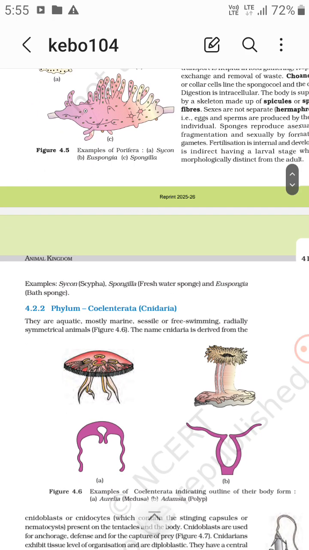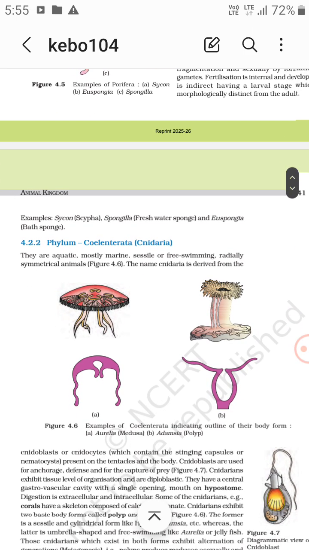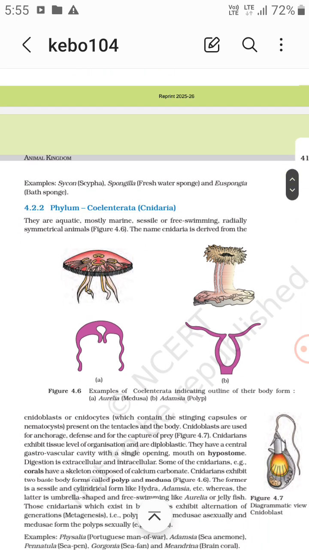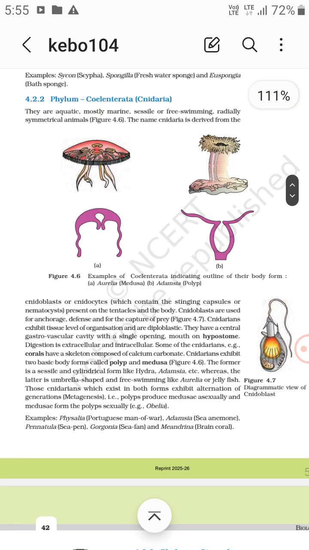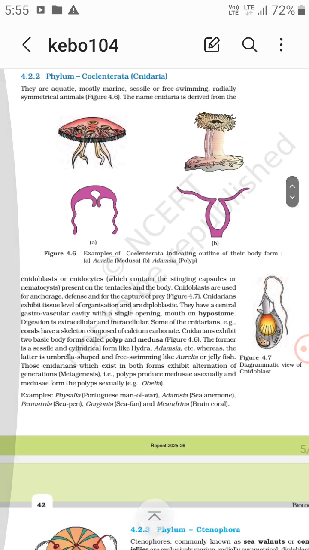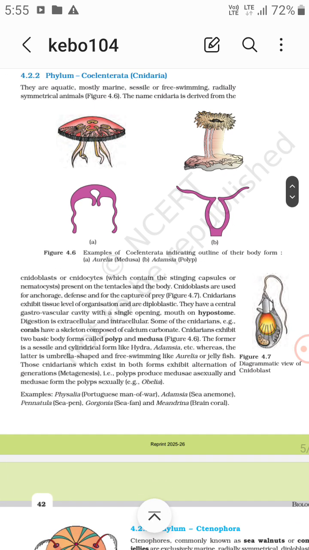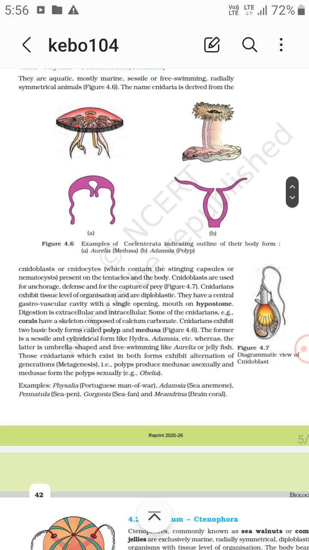that is, the freshwater sponge. Now, phylum Cnidaria. They are aquatic, mostly marine, sessile or free living, radially symmetrical animals. The name Cnidaria is derived from the cnidoblasts or cnidocytes, which contain the stinging capsules or nematocysts present on the tentacles and the body. They are used for anchorage, defense and for capture of the prey.